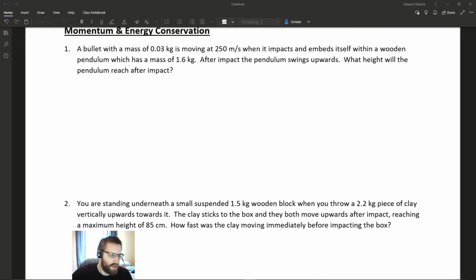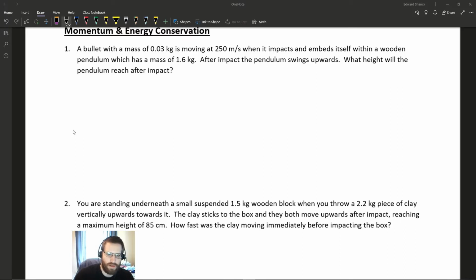So let's jump right in. I'm on page 6 here, and we'll look at the first example. So it says a bullet with a mass of 0.03 kilograms is moving at 250 meters per second, when it impacts and embeds itself within a wooden pendulum, which has a mass of 1.6 kilograms.